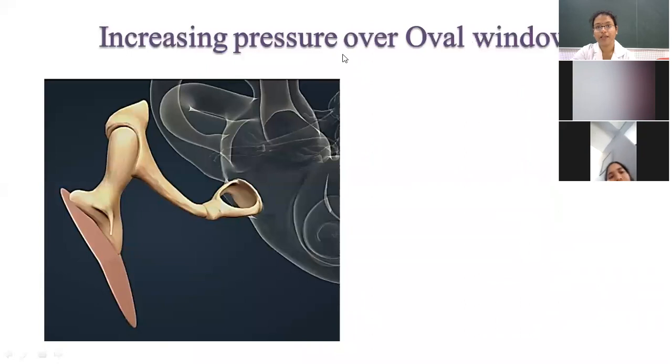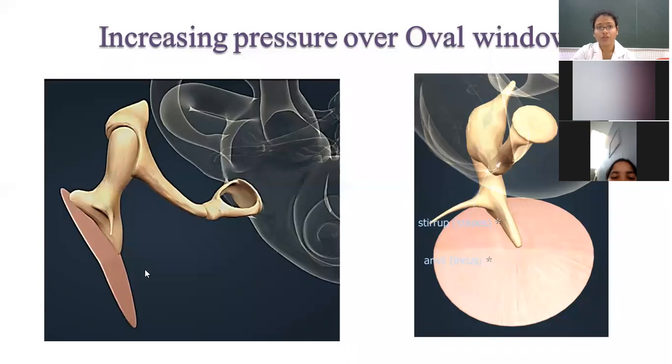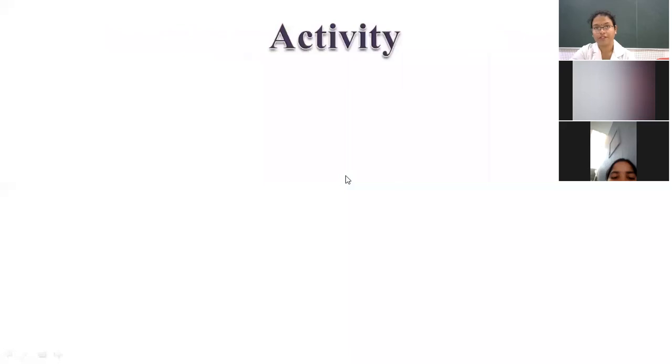Now let us see how we can increase the pressure at the oval window. As you remember, again and again I am insisting, the footplate is attached at the oval window. If you look at the size, this is the size of the tympanic membrane, and this is the size of the footplate, or the oval window. So there is a large difference. Now does this surface area make a difference in increasing the pressure? To understand this, let us do some activity.